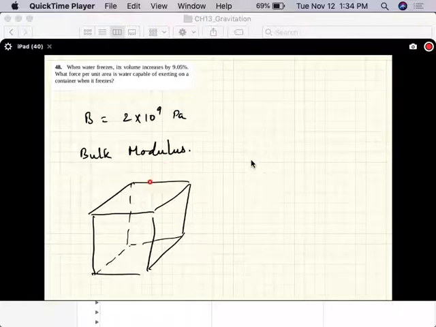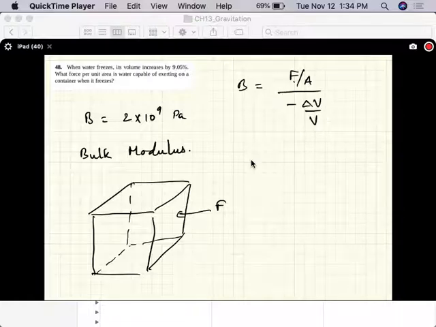And so, to keep the ice in, the container is exerting a force inward. Okay? All right, you look at the bulk modulus formula, it's force per unit area. Okay? This is pressure divided by negative. Okay, so what did this force do? It reduced the volume of ice by 9% to keep it within the container. So the volume decreased by 9%, and the negative sign meaning, since the volume change was negative, negative over negative was positive. Okay.